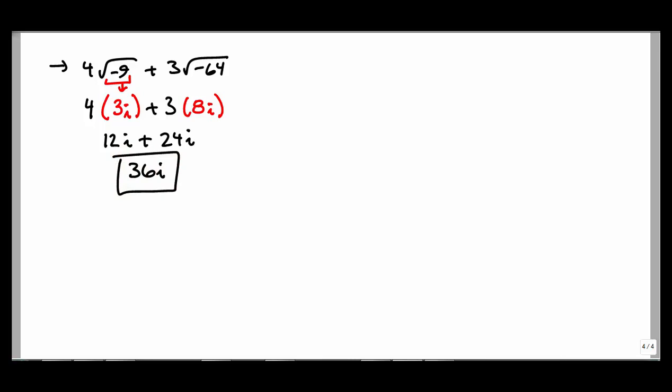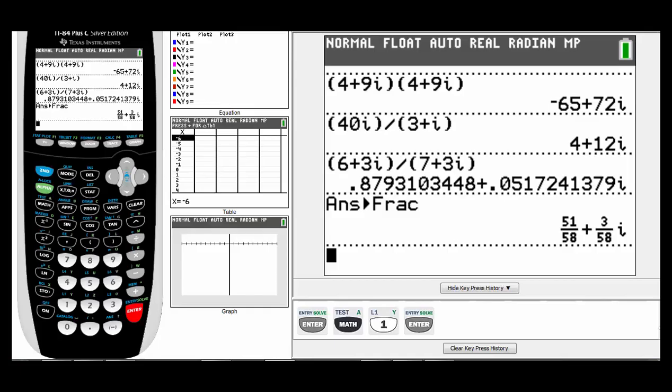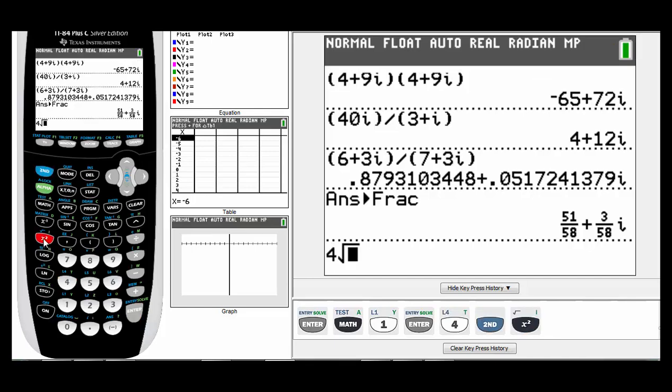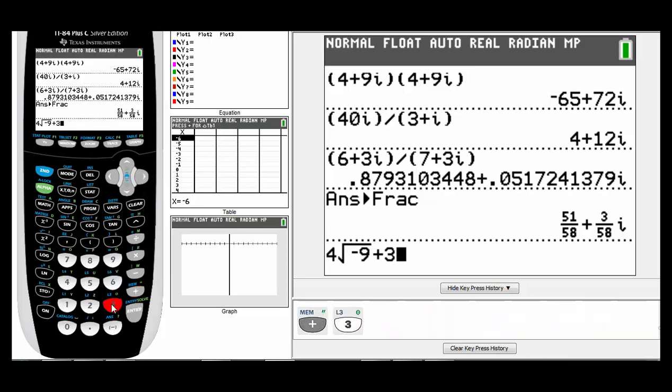Now let's grab your calculator on this one as well, just to see what happens. So let's do 4, and then our square root key is right above the squared key. So 4 square root. We don't want to use the minus key, we want to use the negative key here, negative 9. So 4 times the square root of negative 9. Okay, plus 3 times the square root, so that's second square root, negative 64.